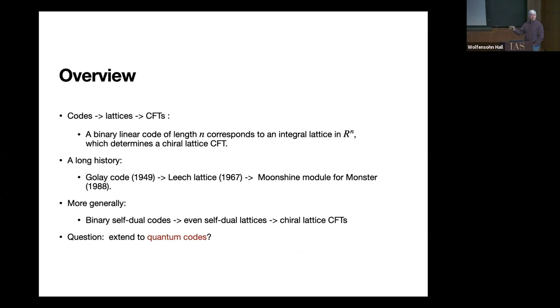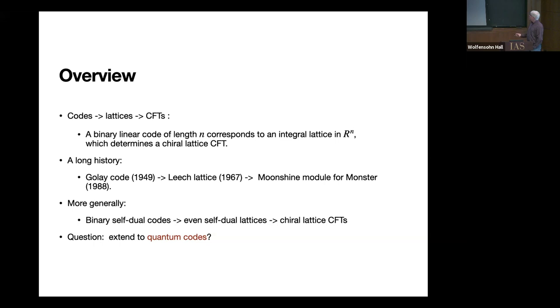So let me just say something in the way of deep background here. It's been known for some time that there is some connection between codes and conformal field theories of the type I'm going to describe today. It goes back to the middle of the last century, starting with the discovery of the Golay code in 1949, followed 20 years later by the discovery of the Leech lattice, which it turned out was the lattice associated with the Golay code. And of course the Leech lattice then led to the discovery of the monster group, the classification of finite simple groups, and the whole moonshine story, which I'm not really going to talk about today.